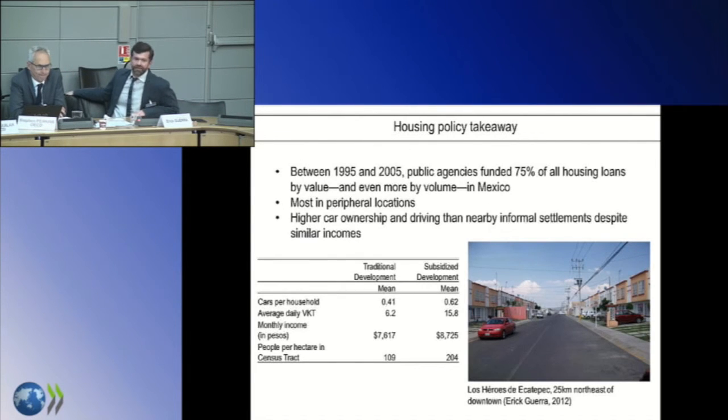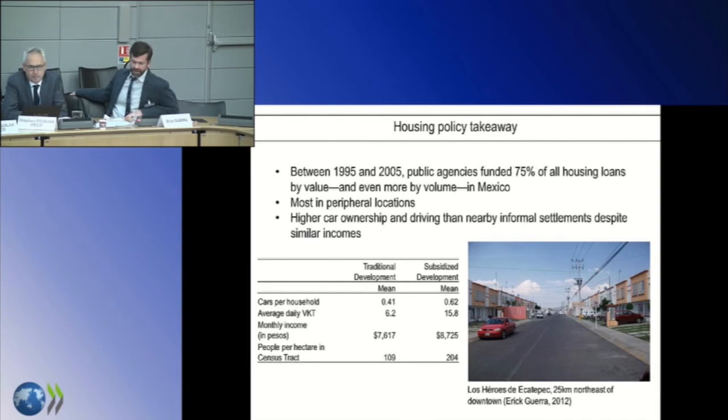A few policy takeaways. I've been talking about this policy with a few of you over the break. Affordable housing policy in Mexico has really shifted over the last 20 years, where instead of small entrepreneurs or households building in informal settlements, the country has largely shifted to a model of building massive publicly subsidized housing units through a provident fund. And these are generally on the periphery.